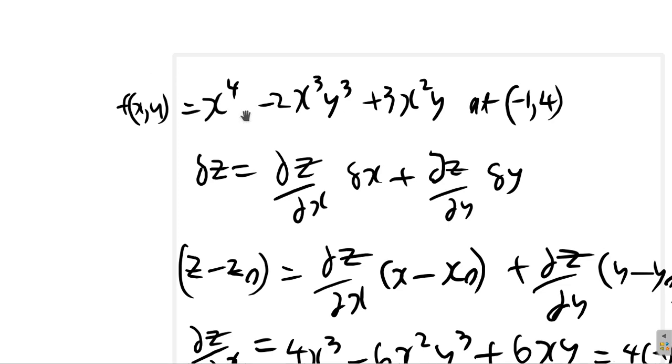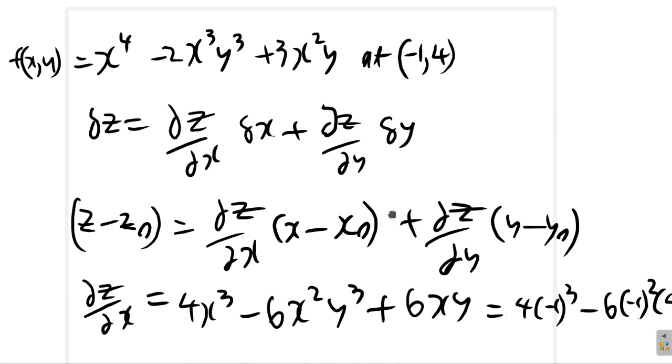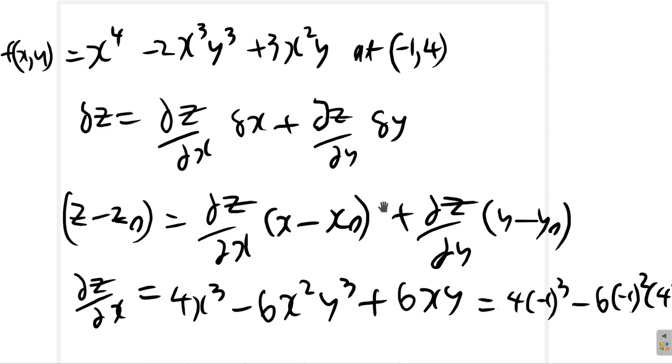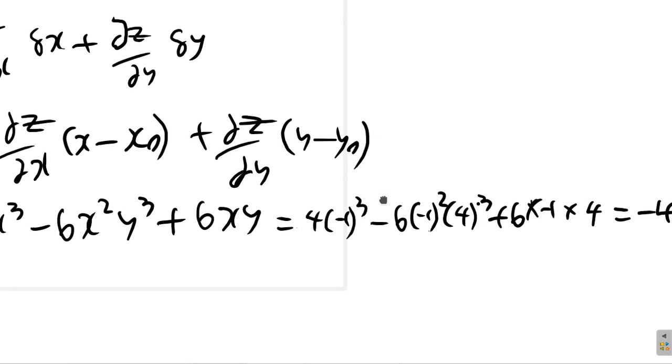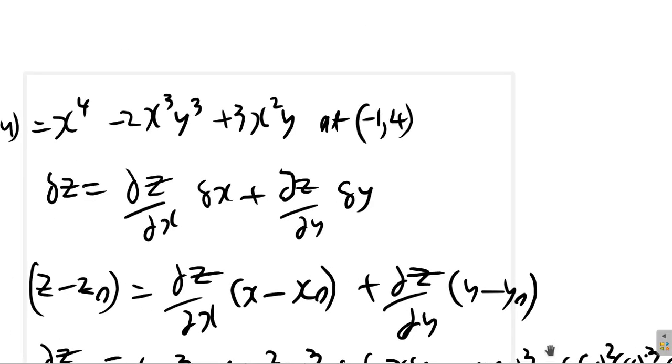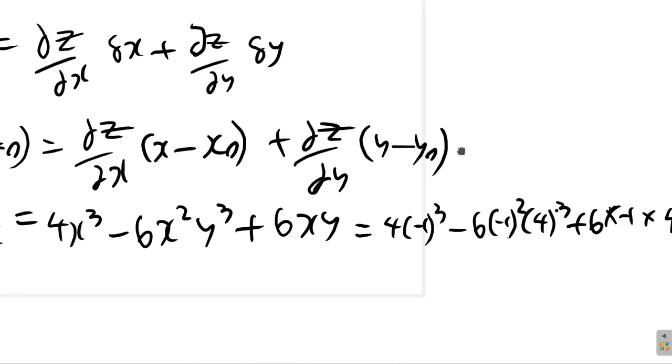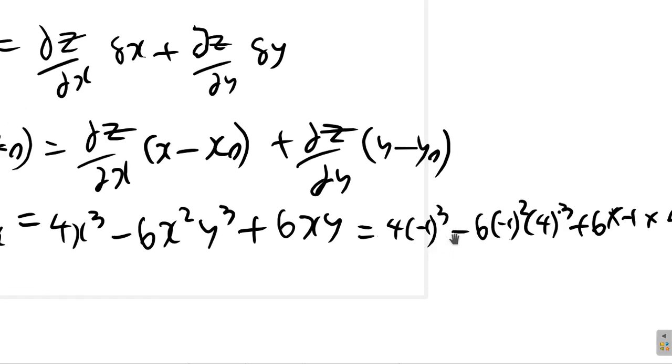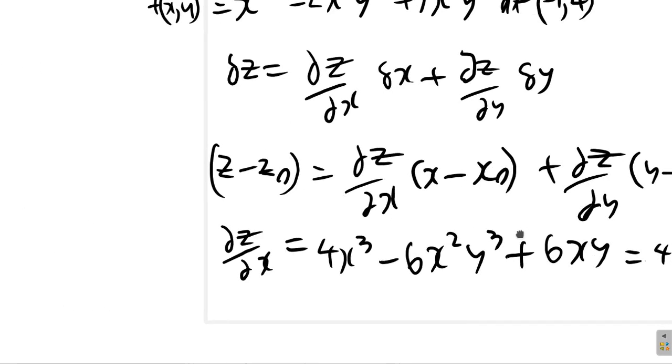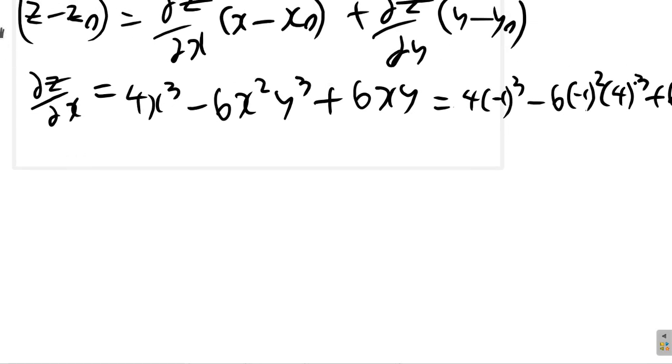So when we differentiate with respect to x, we have 4x cubed minus 6x squared y cubed plus 6xy. Then we put in the negative 1 and 4. That's 4 times negative 1 cubed. So that's going to be negative 4. Just double checking and making sure everything is okay with it. And we have negative 412 and so on. Good. No problem.